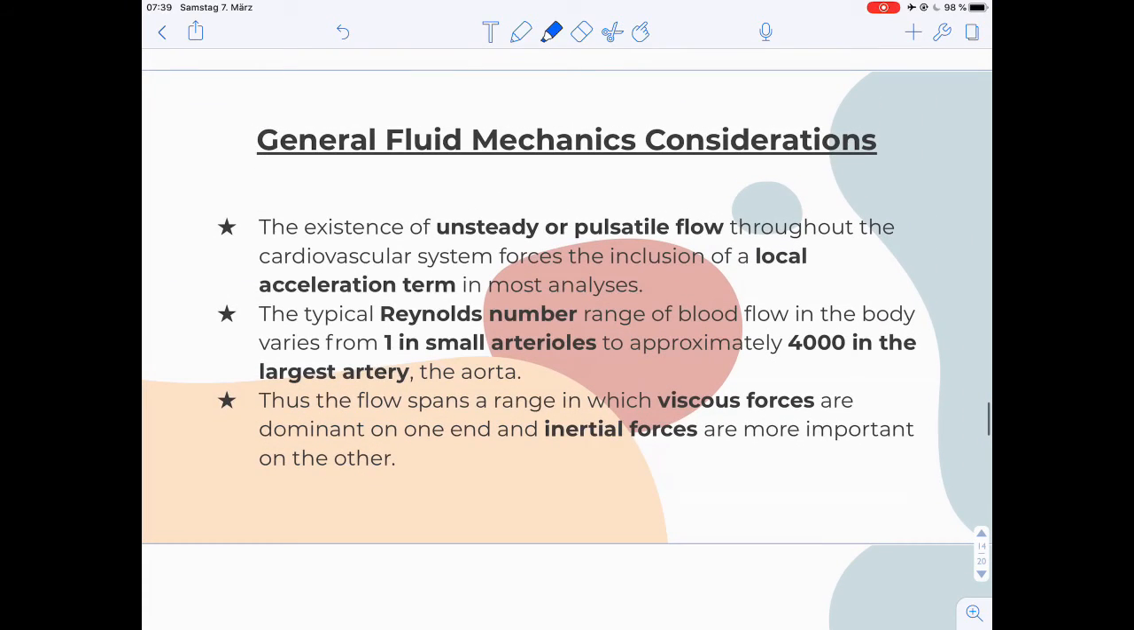Now, for general fluid mechanic considerations, we have to take into account the fact that the cardiovascular system functions with an unsteady or pulsatile flow due to the beating of the heart. So, in most analyses of this system, we have to include a local acceleration term. Another thing to consider is the Reynolds number, which can range from 1 in very small arterioles to 4,000 in very large arteries. In the very small ones, the viscous forces are going to be dominant, whereas in the arteries with a large Reynolds number, the inertial forces are going to dominate.